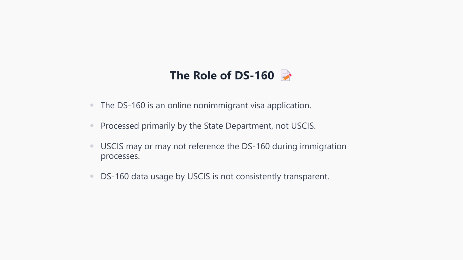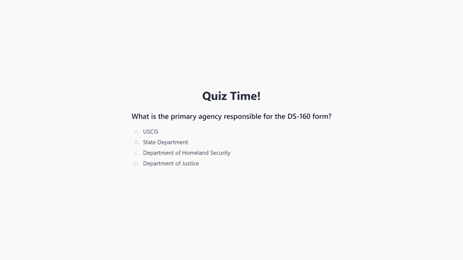The DS-160 form is primarily used for applying for a non-immigrant visa, and it belongs to the State Department. USCIS might utilize this form depending on the immigration benefit in question. However, the process and rationale are not always clear, making it unpredictable whether the form will be present in a FOIA response.